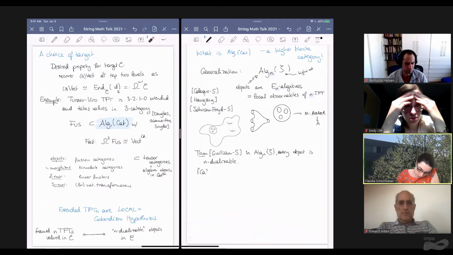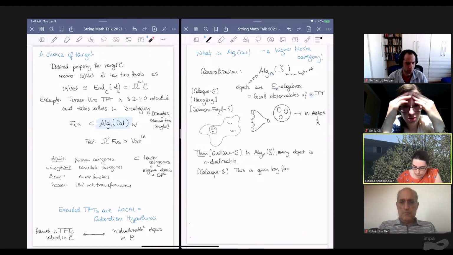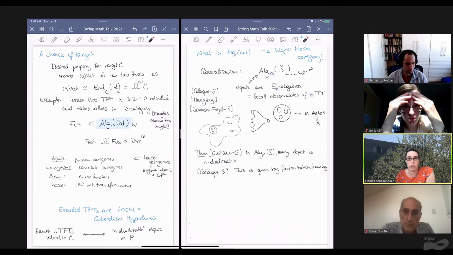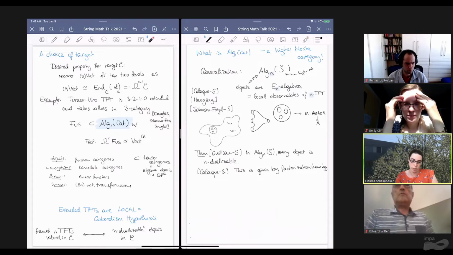And moreover, previously we had shown that this is given by factorization homology. Which means that now you can use our theorem and you know which conditions you have to check if you want to get higher dualizability. So now we know from the theorem everything we need for N. And if you want to go to N plus one, we also have explicit constructions of the things that you need to check for higher dimensions.